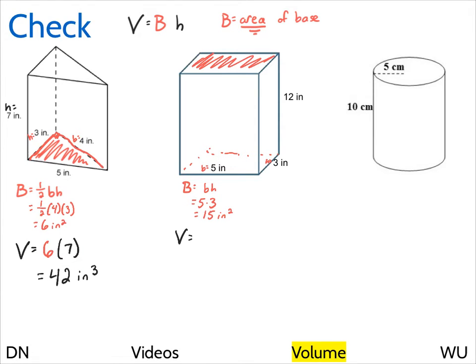So to find the volume of this, we need to do the area of the base, 15, times the height of the prism, which is 12. So when you multiply 15 times 12, you get 180 cubic inches.